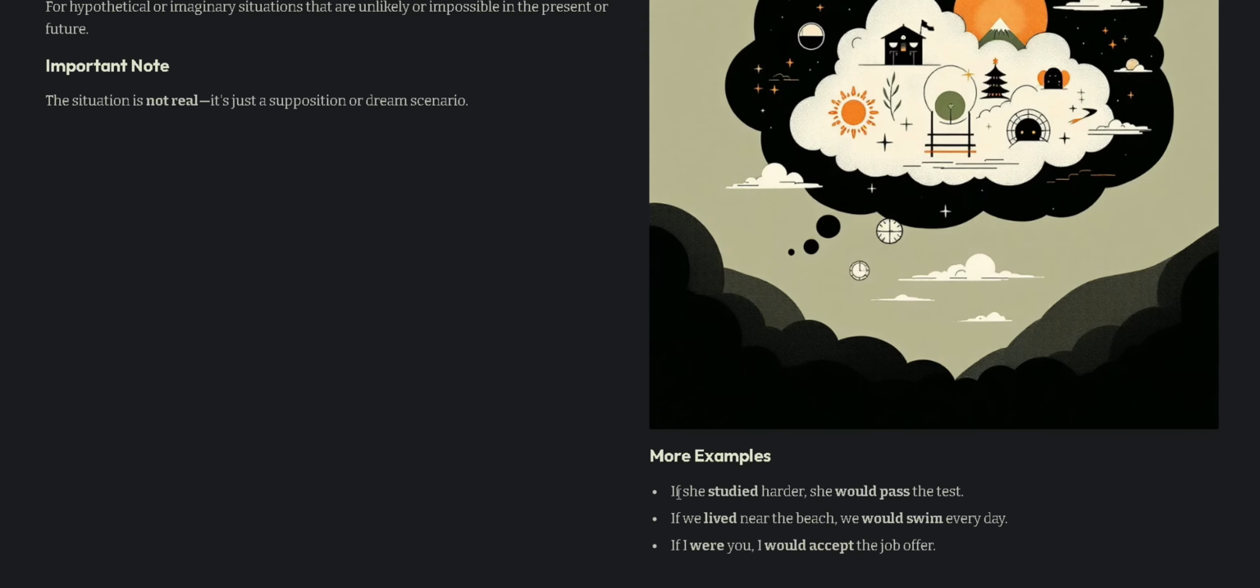Another example is if she studied harder, she would pass the exam. Si ella hubiera estudiado duro, ella hubiera pasado el examen. If he lived near the beach, we would swim every day. Si nosotros viviéramos cerca de la playa, we would swim every day. If I were you, si yo fuera tú, I would accept the job offer.